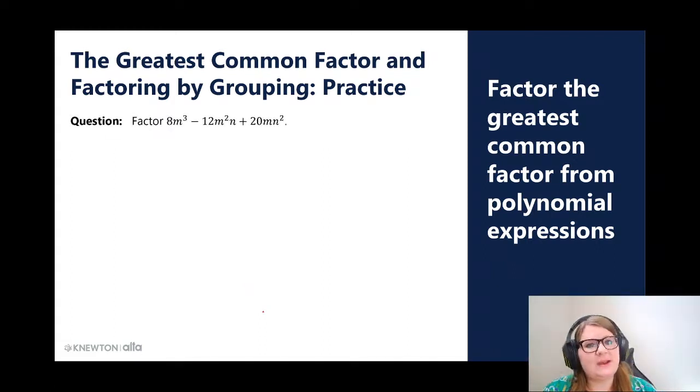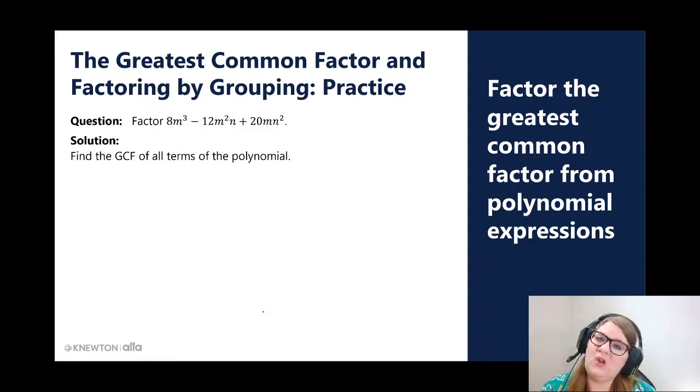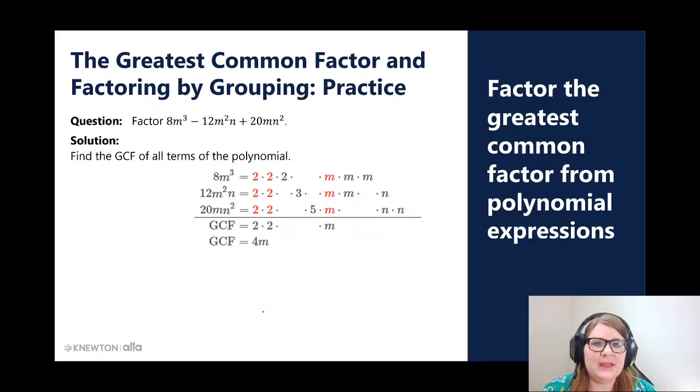In this case, we're going to factor 8m cubed minus 12m squared n plus 20m n squared. So again, we need to find the GCF of all the terms. So we're going to break them up. 8m cubed can be written as 2 times 2 times 2 times m times m times m. And then you can repeat that for the other two terms, so 12m squared n and 20mn squared.